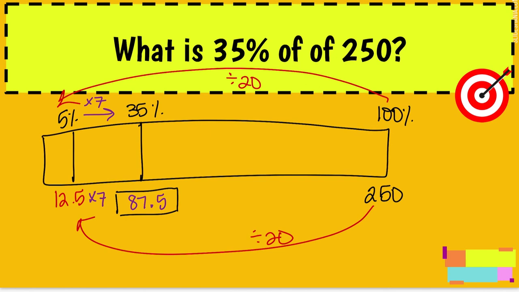All right, welcome back, boys and girls. Notice I set up my percent diagram, and 250 represented 100%, or the whole. So then I divided by 20 on both sides to find 5%, which was 12.5. And if I know 5%, then I knew I could multiply by 7 to find 35%. So 12.5 times 7 gave me a value of 87.5. So 87.5 is 35% of 250.